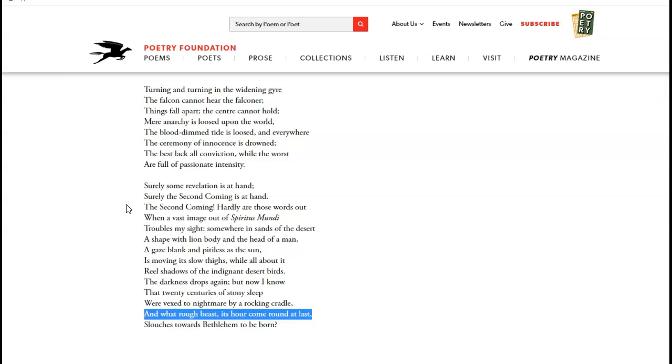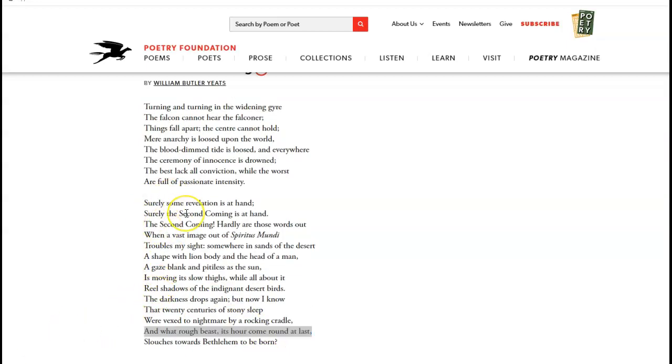Somewhere in sands of the desert, a shape with lion body and the head of a man, a gaze blank and pitiless as the sun, is moving its slow thighs, while all about it reels shadows of the indignant desert birds. The darkness drops again, but now I know that 20 centuries of stony sleep were vexed to nightmare by a rocking cradle. And what rough beast, its hour come round at last, slouches toward Bethlehem to be born?